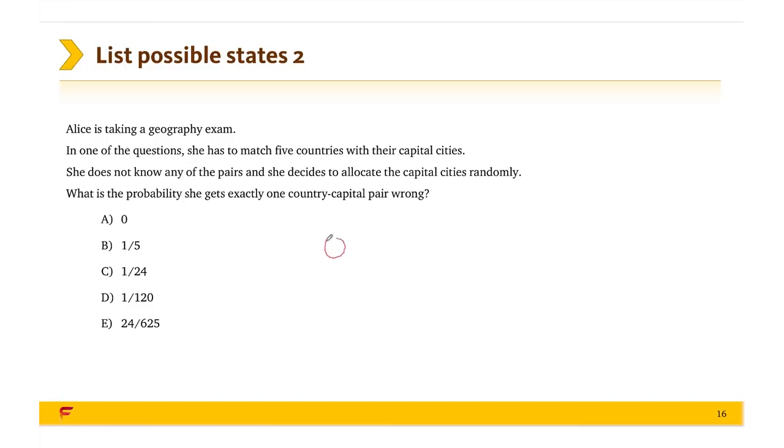So we have 5 countries and 5 cities. And we need to get exactly 1 country capital pair wrong. Let's just prove that it's not possible. We cannot have exactly 1 country capital pair wrong, we'll have more pairs. Let's try to construct an example where we would have 1 country capital pair wrong.